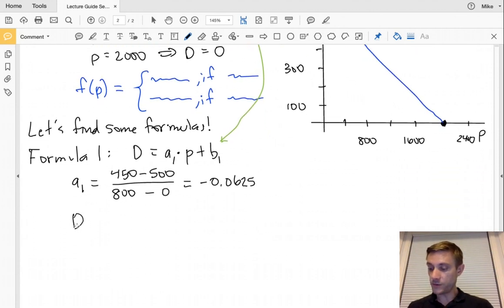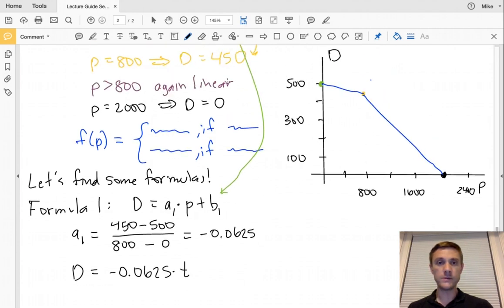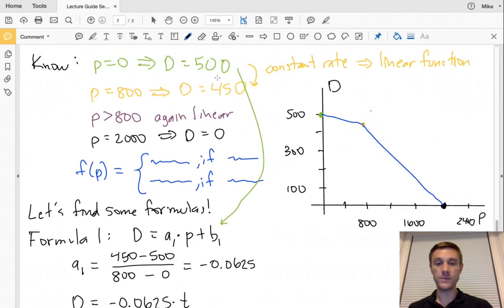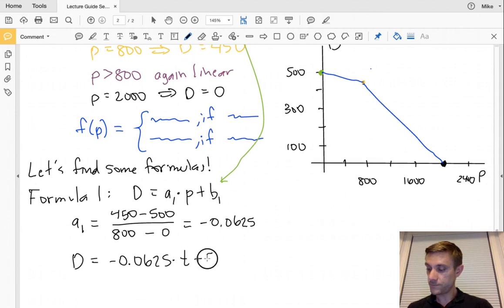So our first formula looks like, what is that? Negative 0.0625 times t. And then plus, what was it? We were at 500 to begin with. That was our b value. Oh, if you're already yelling at your device, I'm breaking my own rules. It's not t that's our input, it's price, p. How could I forget price? It's me. Okay, Formula 2.